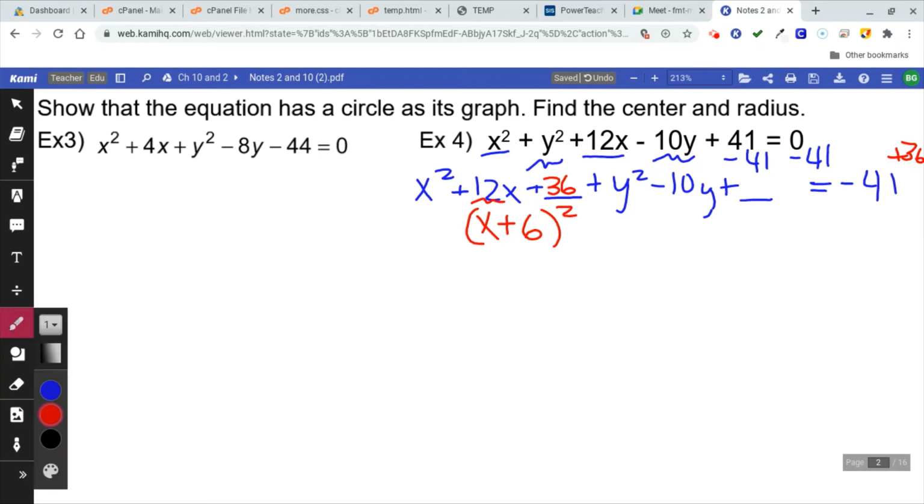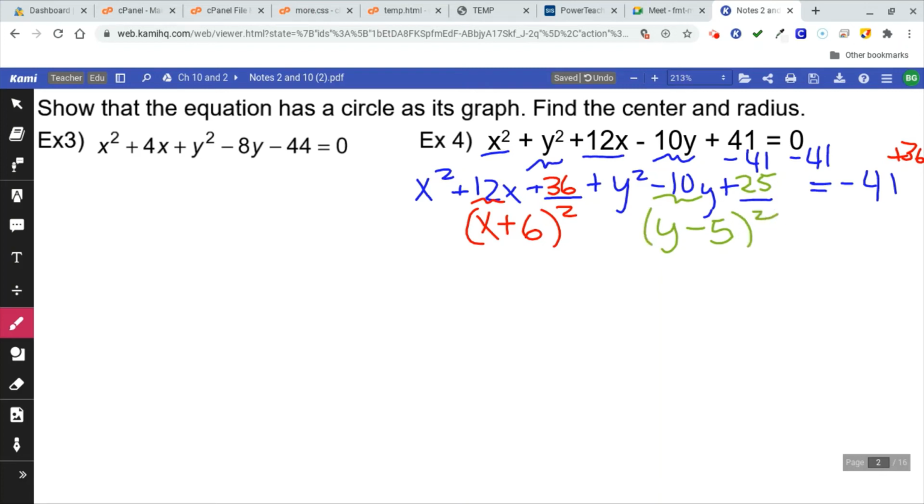So then we look at the y's, and we look at this middle term. Half that's minus 5. Square that is 25. So we've completed the square. We have y minus 5 squared, but we also added 25 out of nowhere. So I'm going to go ahead and add 25 to the other side just to keep it balanced.